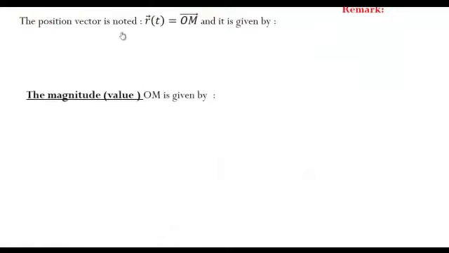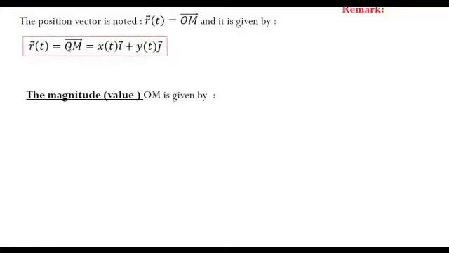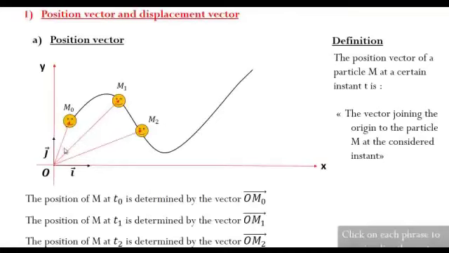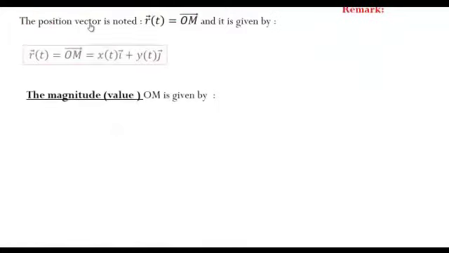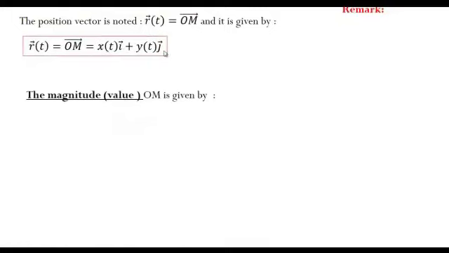The position vector is noted r(t) in physics as a symbol, and it equals OM. It's given by: the vector r equals OM equals xi plus yj. If we notice in this figure, the position of this object has x and y as coordinates. So in order to determine its position exactly, we need x and y, and in this case the vector OM0 becomes xi plus yj.